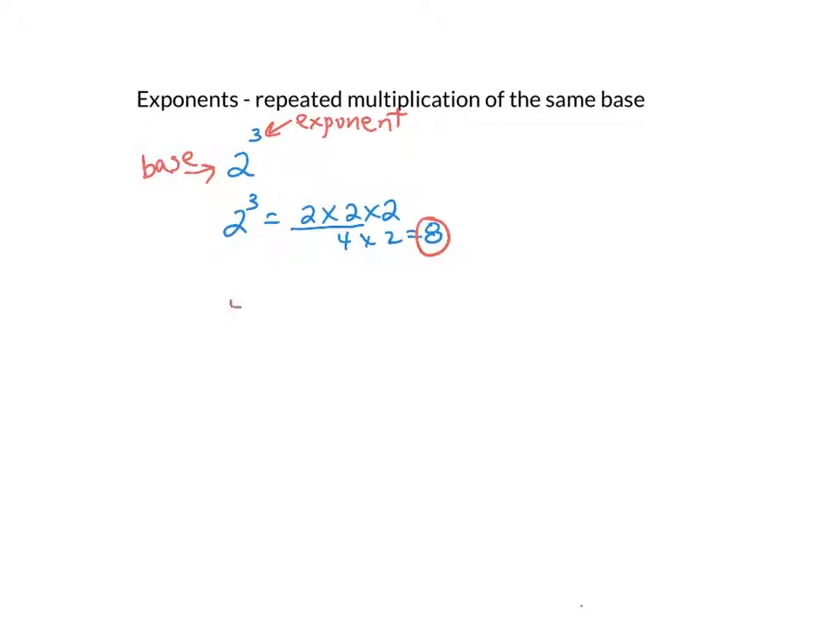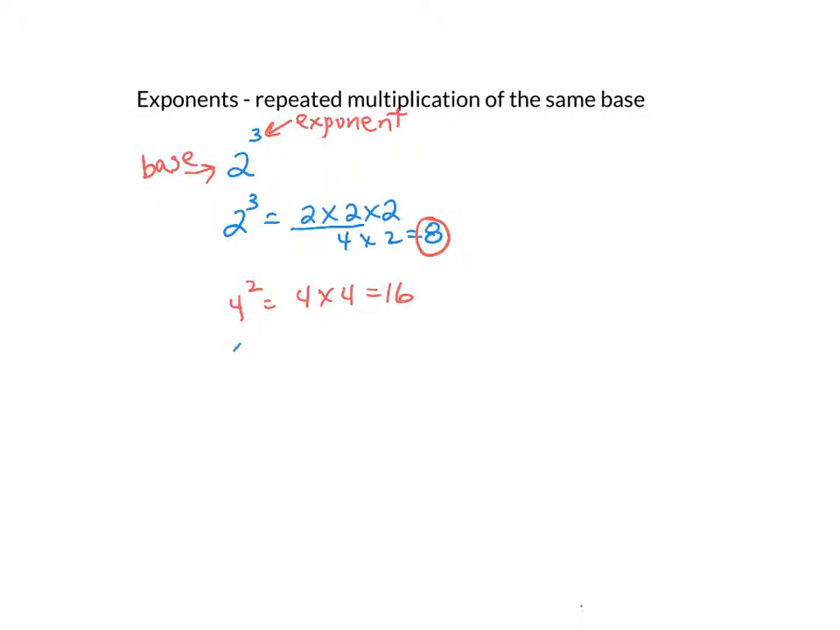Another example, if you have 4 to the second power. 4 to the second power means that you're going to take the base 4 and multiply it by itself twice. So it means 4 times 4, which is equal to 16. Another common way of saying 4 to the second power is 4 squared. So you might hear that as well. Whenever the exponent is a 2, you might say squared instead.